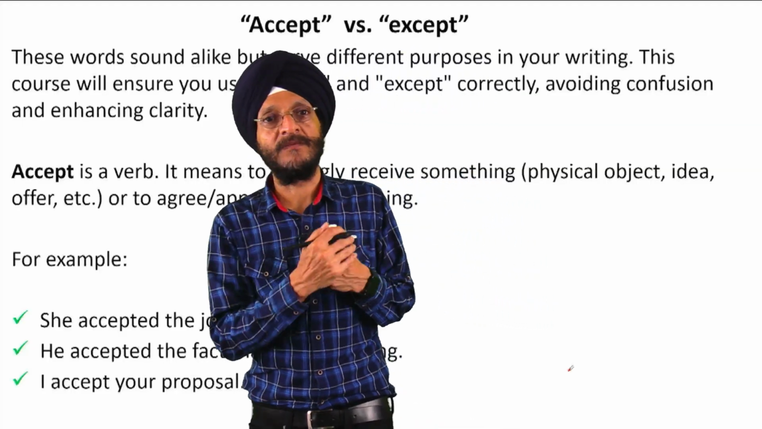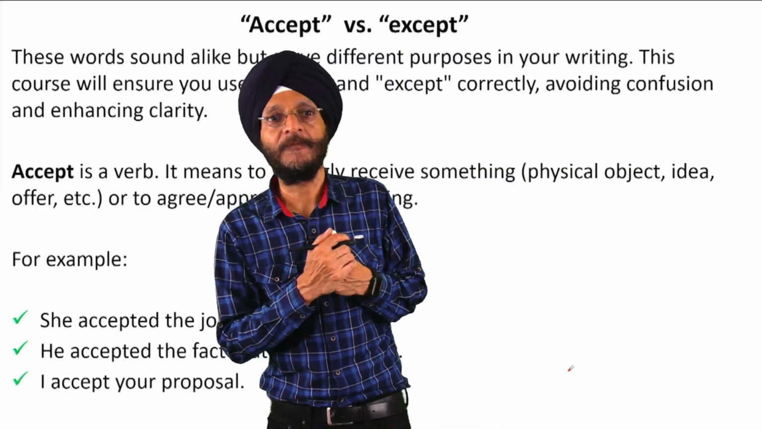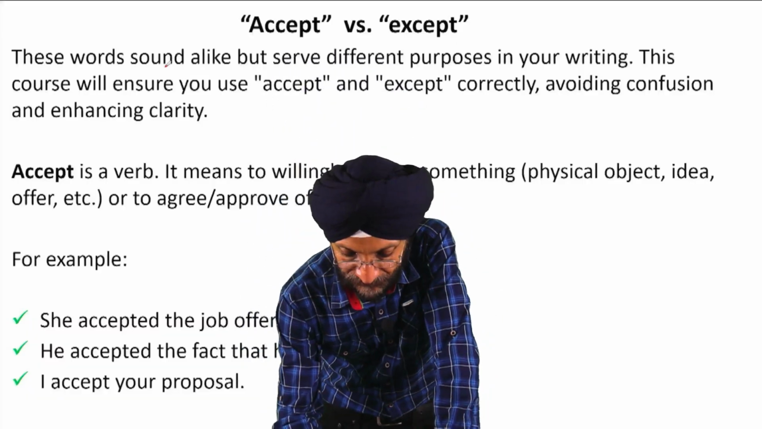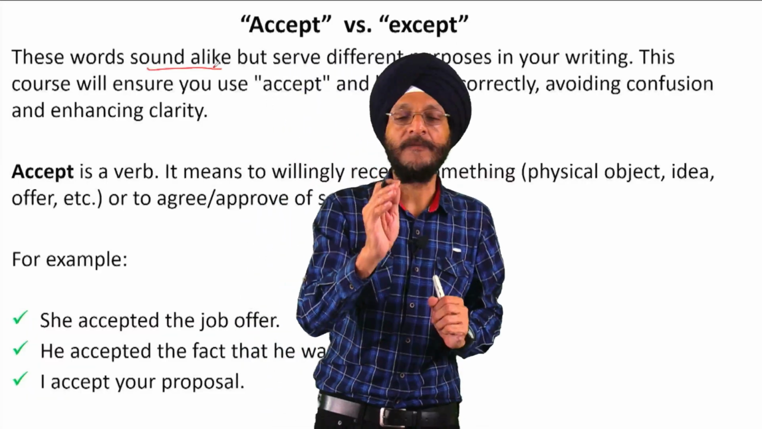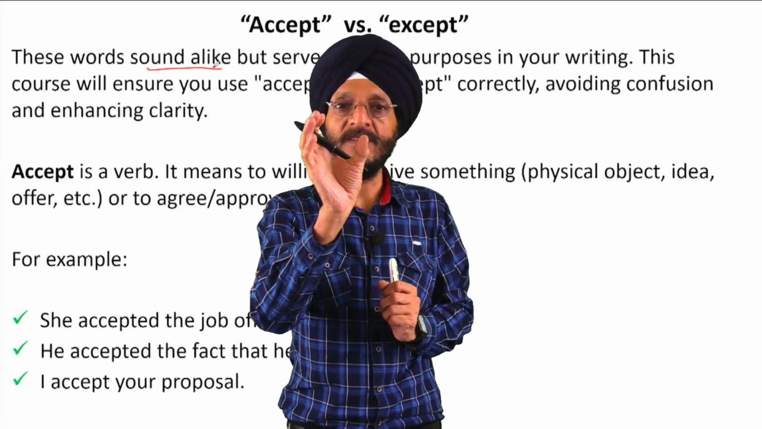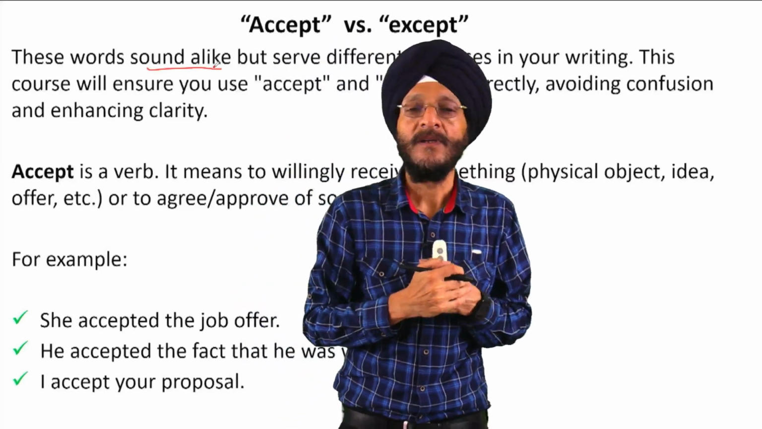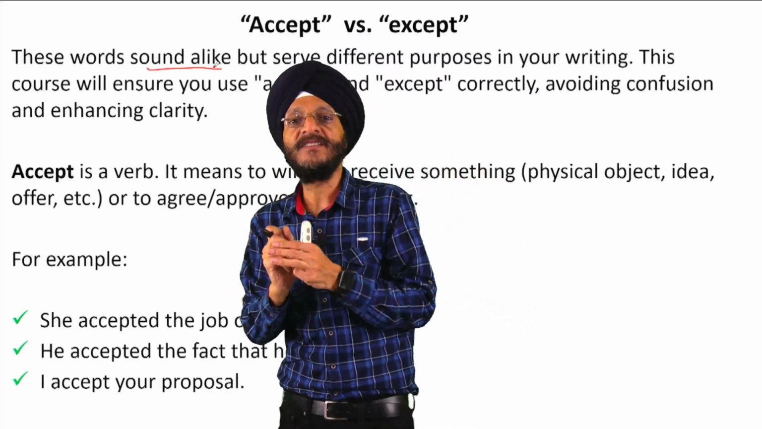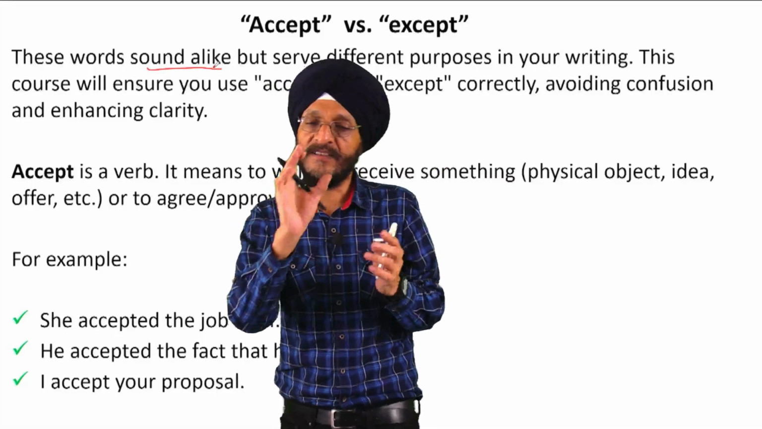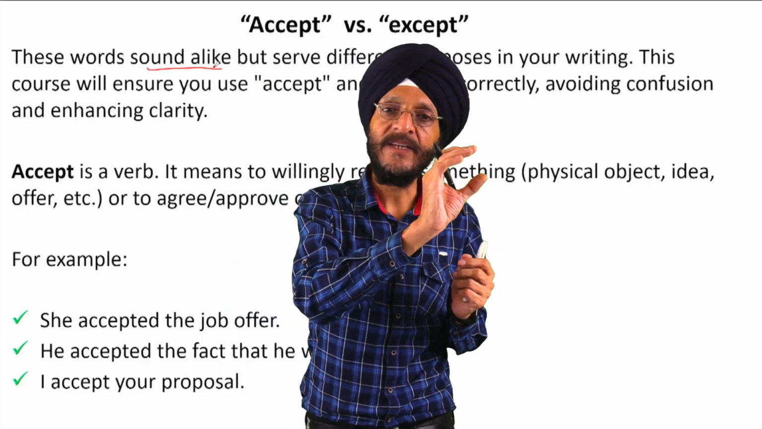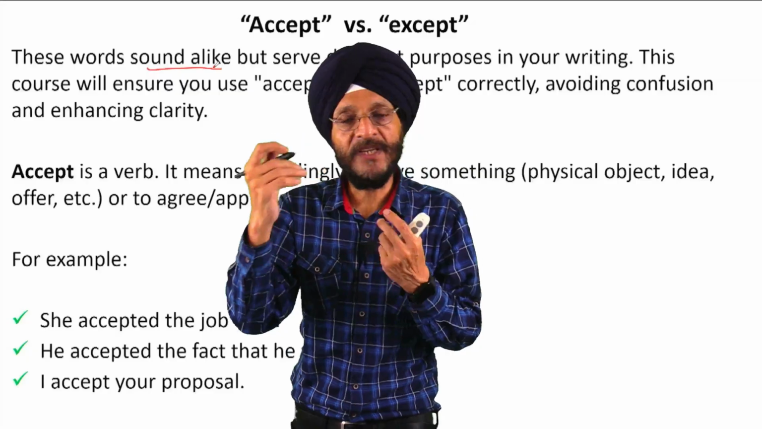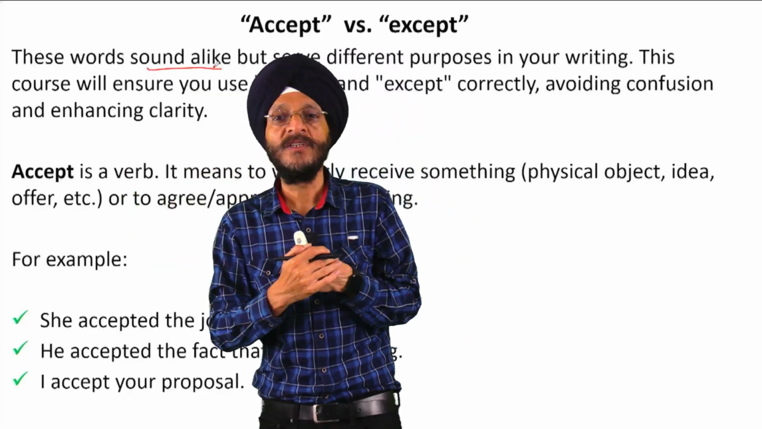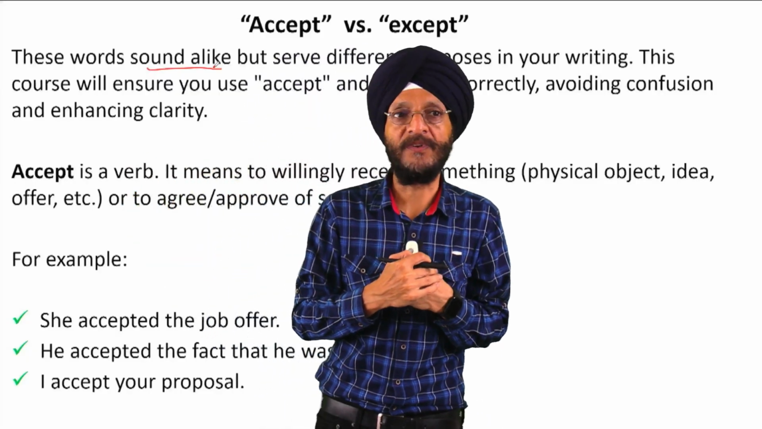These two words, accept and except, sound alike. That is, when we speak, these two words sound similar. But when we write these words, the letters are different in each case. The meaning of these words is also different.